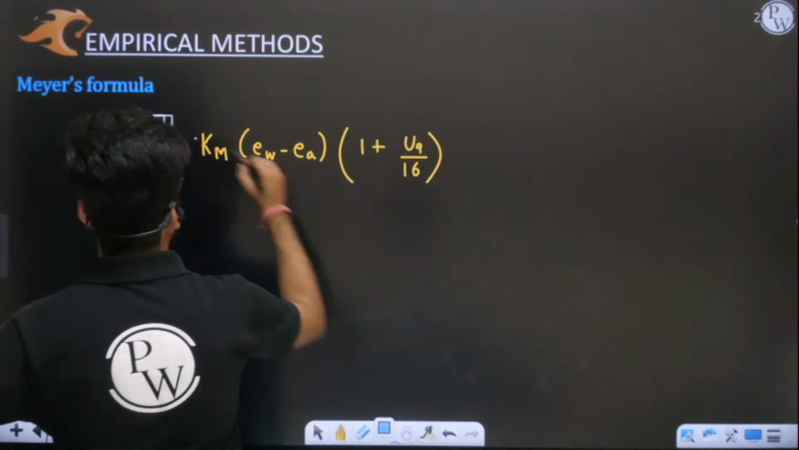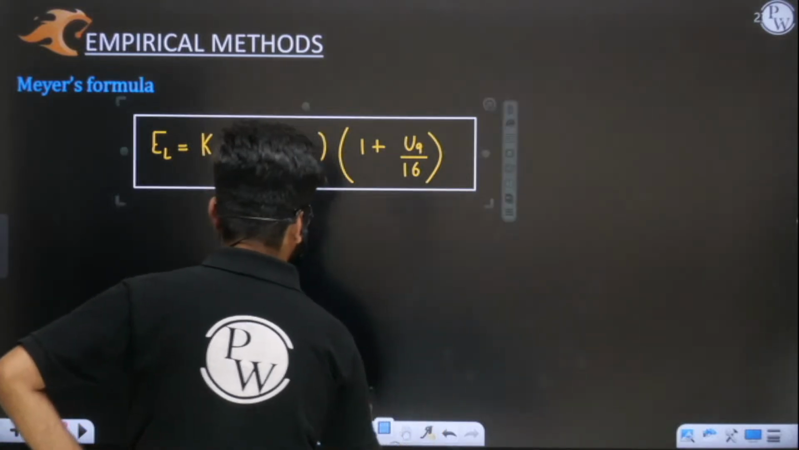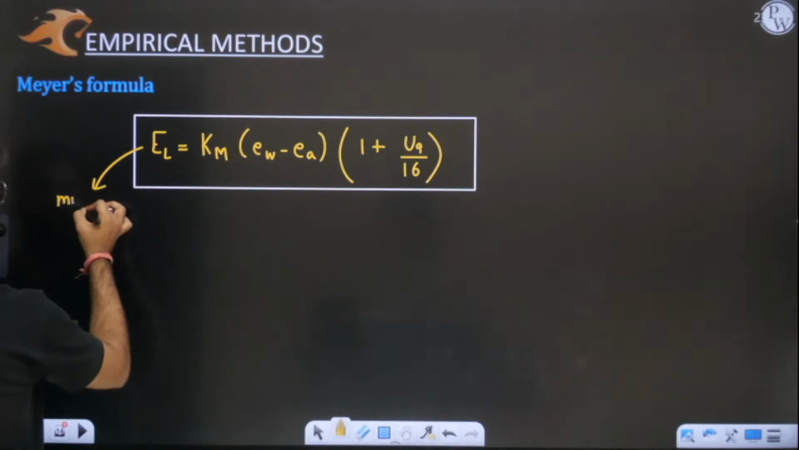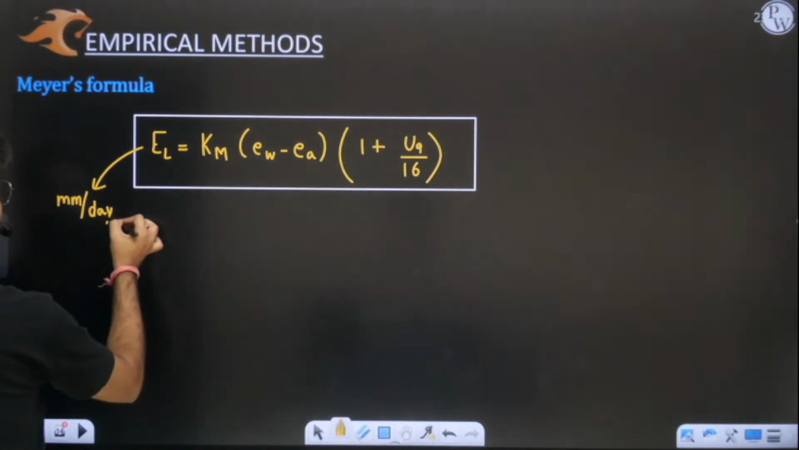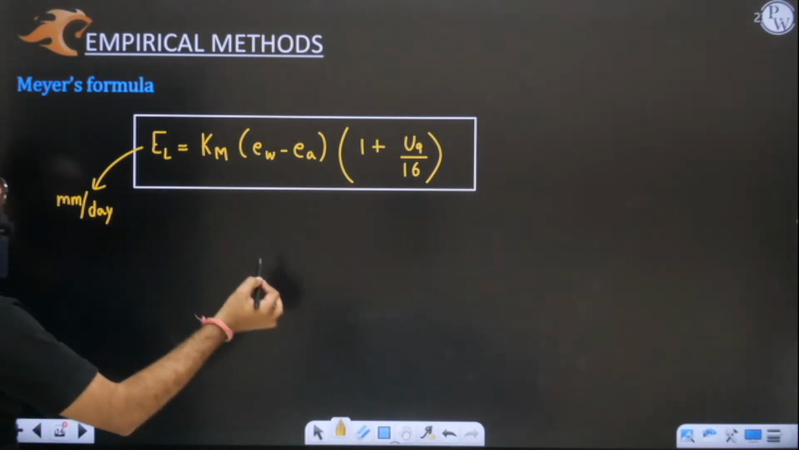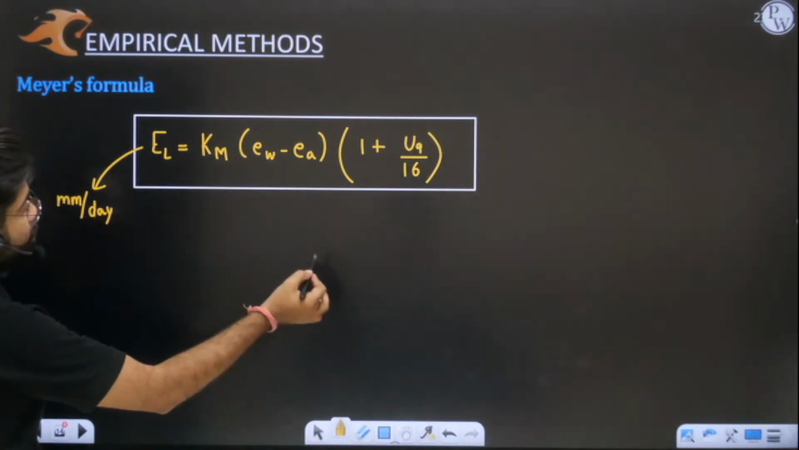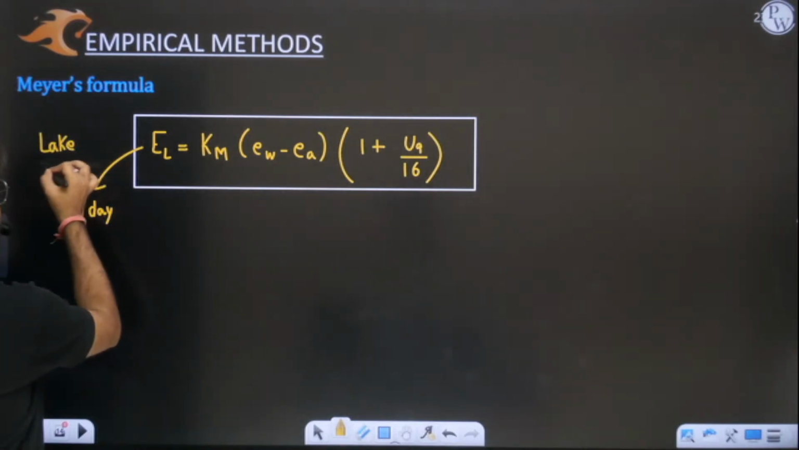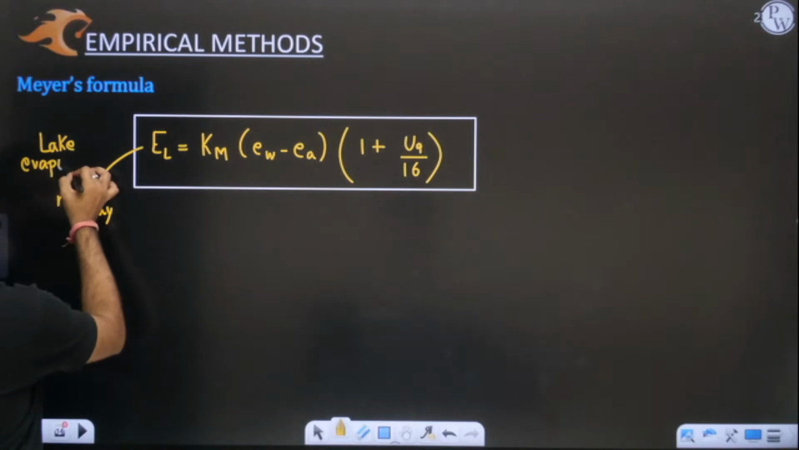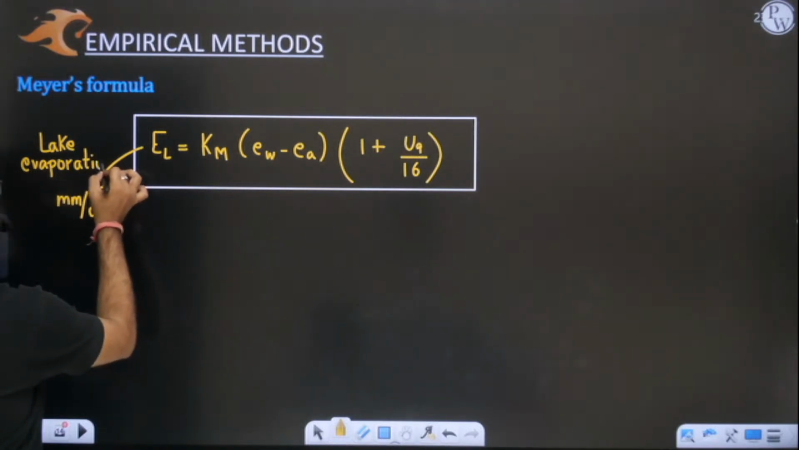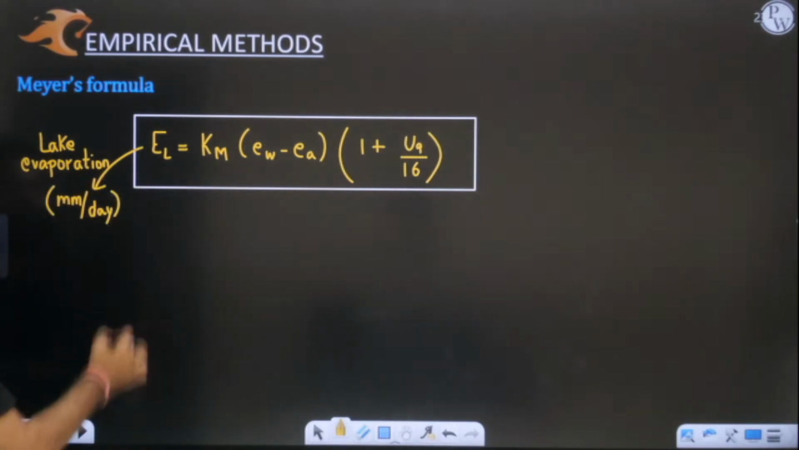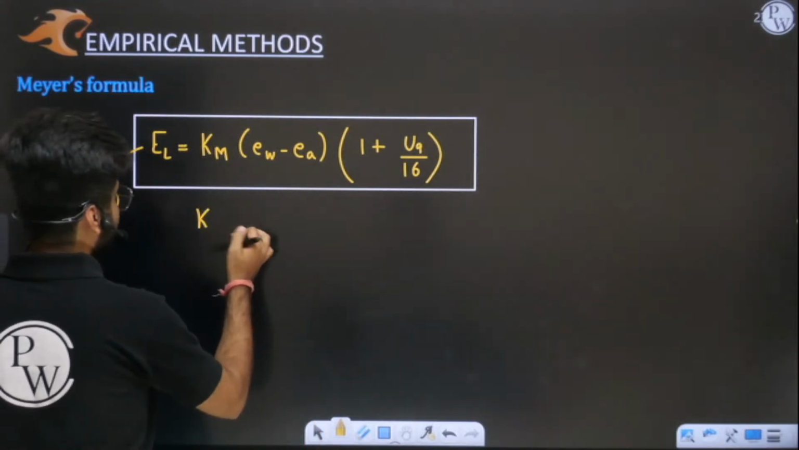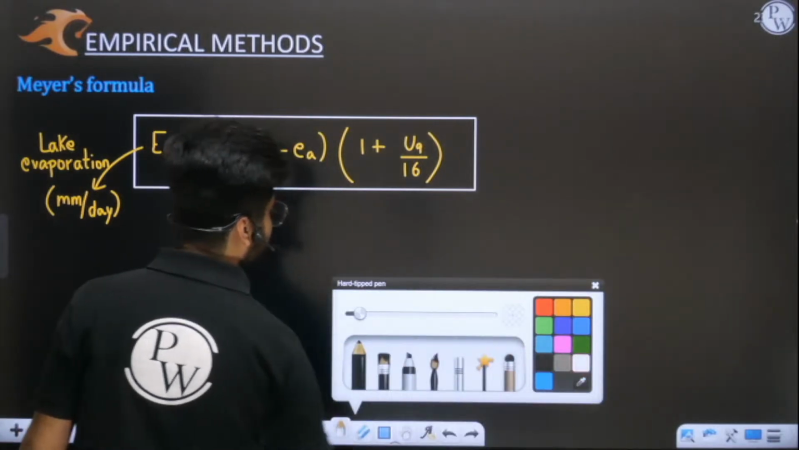In this Mayer's formula, you will find lake evaporation. EL is lake evaporation. So this is an empirical equation, and all the units are already mentioned. EL is lake evaporation in mm per day. What is Km? Km is the Mayer's constant.